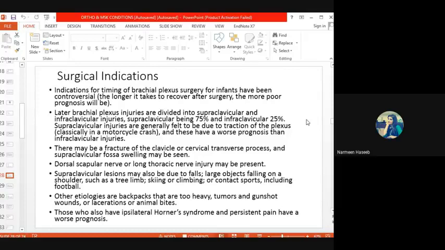Supraclavicular lesions may also be due to falls, large objects falling on a shoulder, such as in skiing, climbing, or contact sports, including football. Other etiologies are backpacks that are too heavy, tumors, gunshot wounds, lacerations, or animal bites. Those who also have Horner syndrome and persistent pain have worse prognosis. So all such situations are the surgical indications.